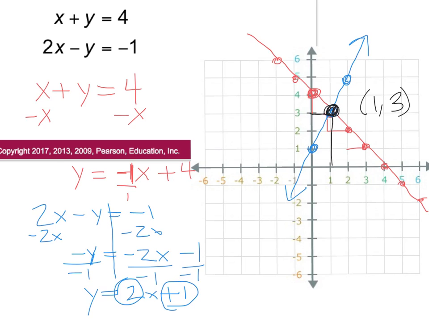If you want to check your answer, all you have to do is substitute 1 and 3 in for the x and the y and see if it does make a true statement. It should work for both equations. If it doesn't, then something's wrong.